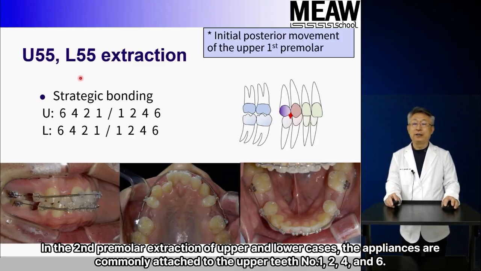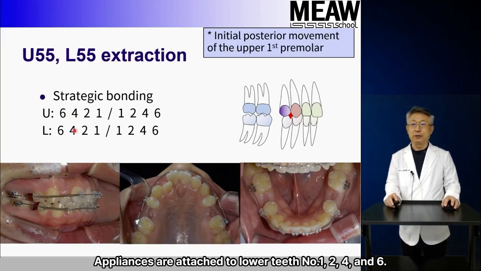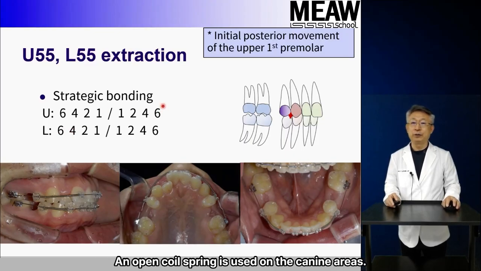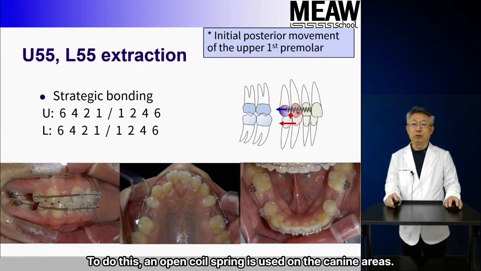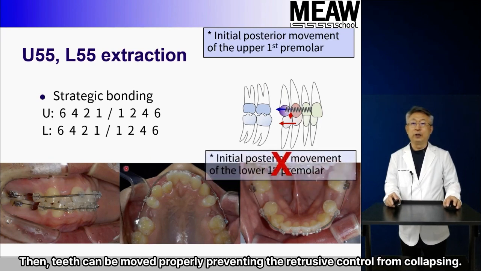In the second premolar extraction of upper and lower cases, the appliances are commonly attached to the upper teeth numbers 1, 2, 4, and 6. Appliances are attached to lower teeth numbers 1, 2, 4, and 6. An open coil spring is used on the canine areas. At this point, the upper first premolar should be first moved backwards. To do this, an open coil spring is used on the canine areas. Then, teeth can be moved properly, preventing the retrusive control from collapsing.